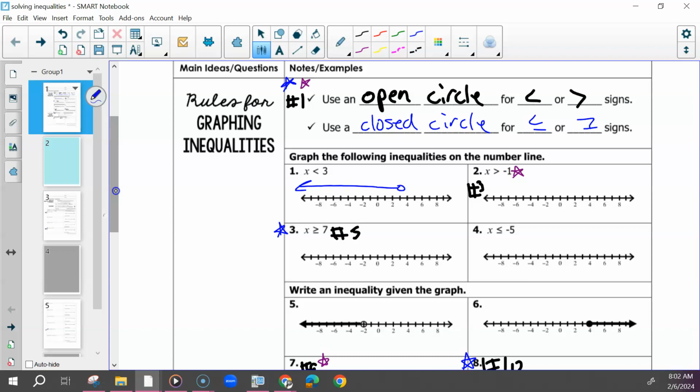If you're not sure, you could pick a number and put it in for x. If it's true, then that's the direction. If it's not, then it goes the other way.